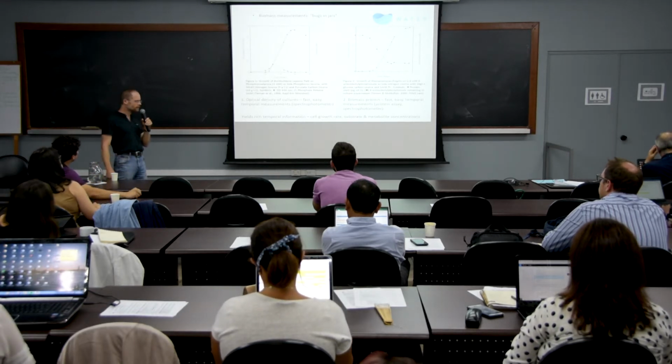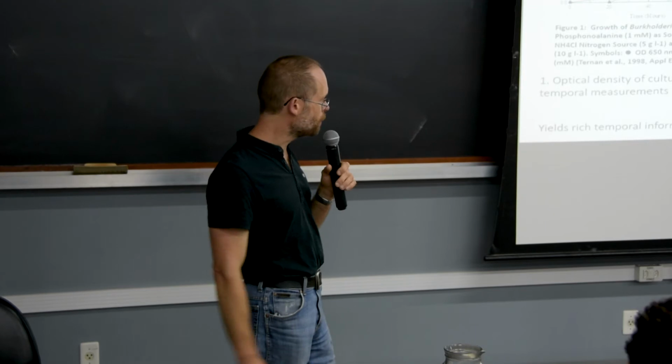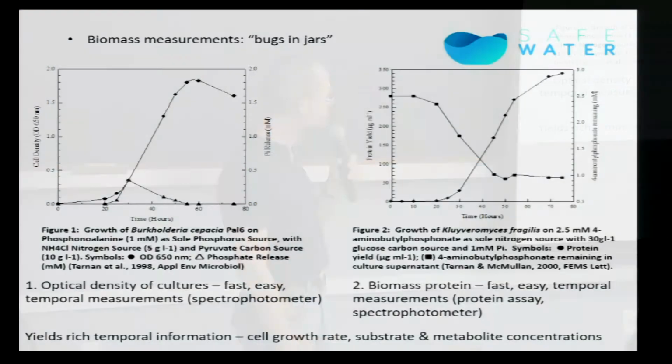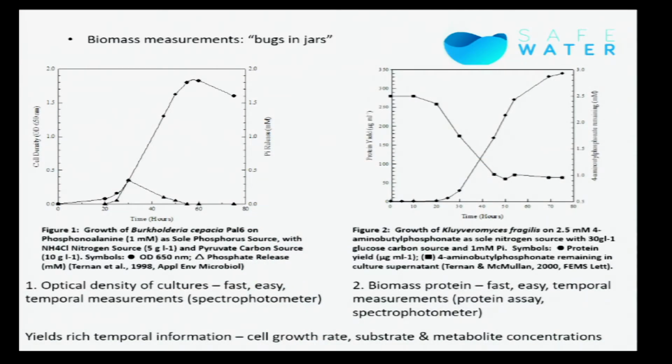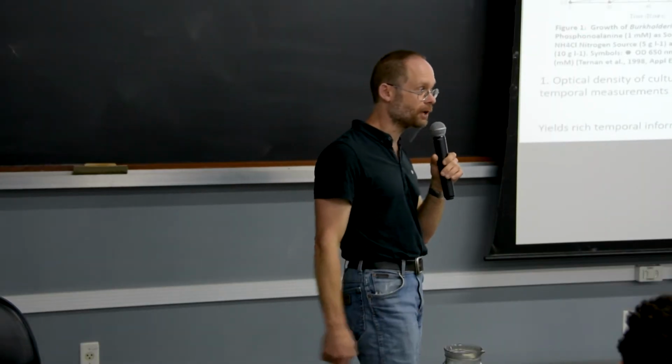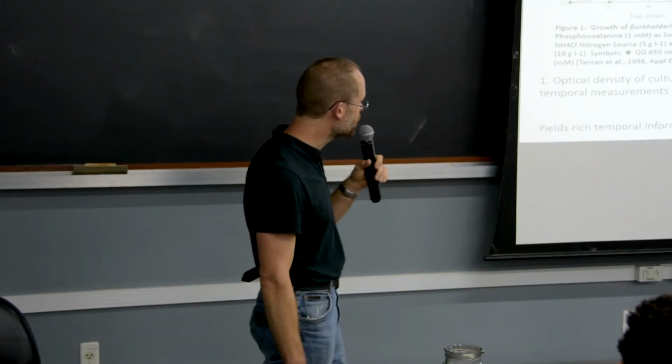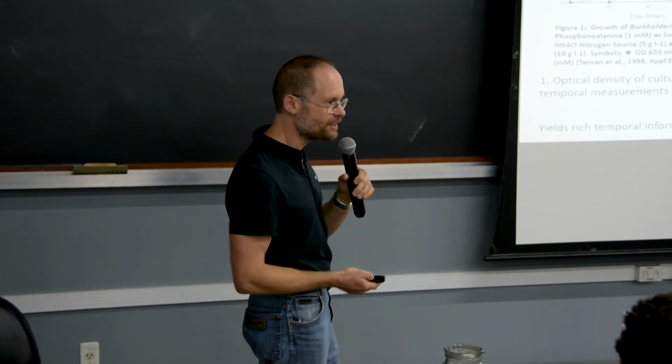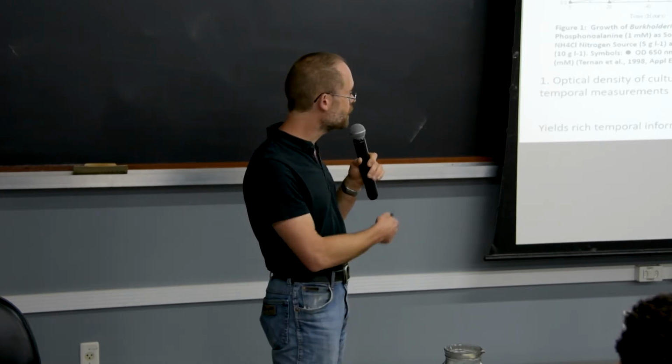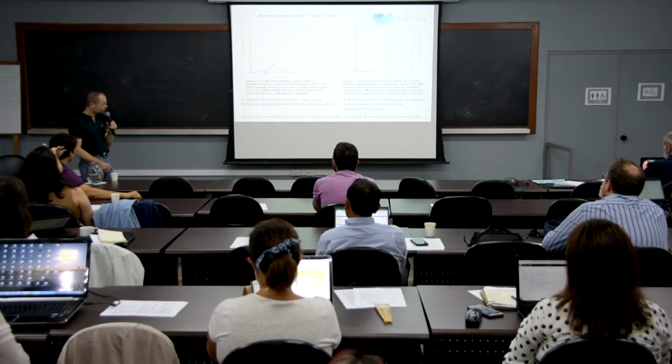So these kinds of experiments can give us very rich temporal information. We can calculate cell growth rates, we can look at substrate and metabolite concentrations. This organism here releases phosphate, which it then uses during logarithmic growth. And this one here removes about 60% of the substrate that we put in, that we actually measured in this experiment. So bugs in jars is our bread and butter. It's very easy to do, and you could take a reading every 20 minutes if you were so inclined, and get lots and lots of information.